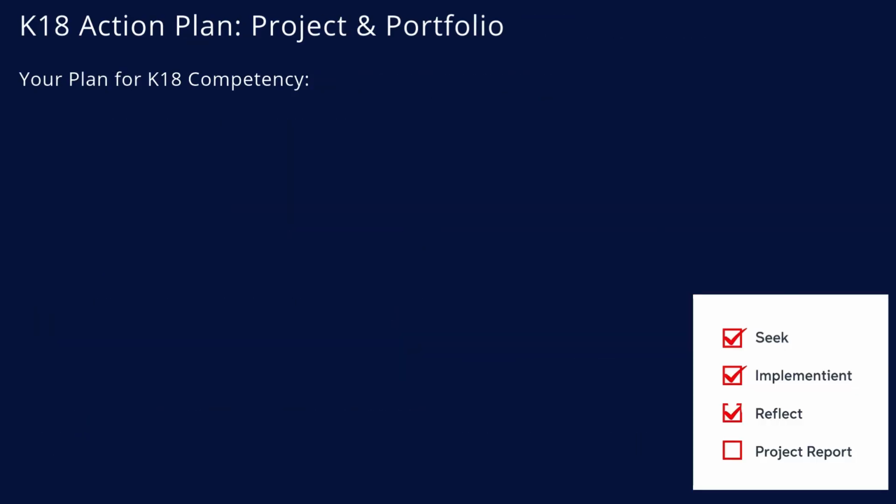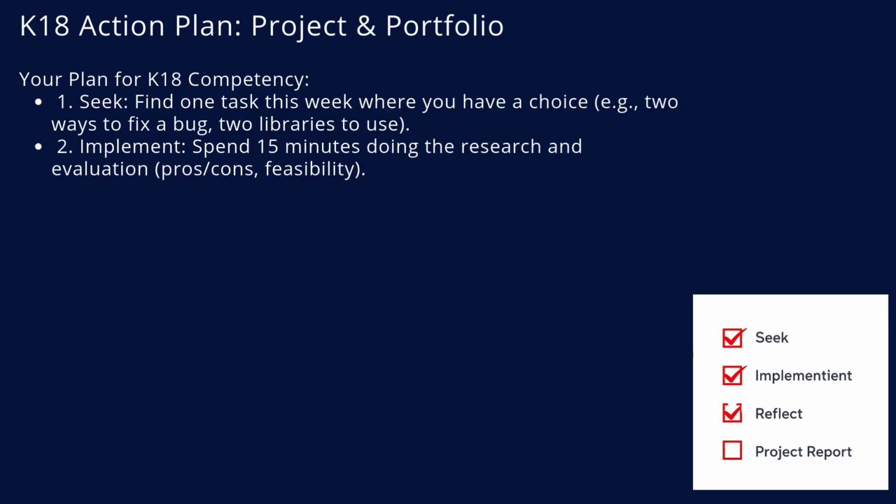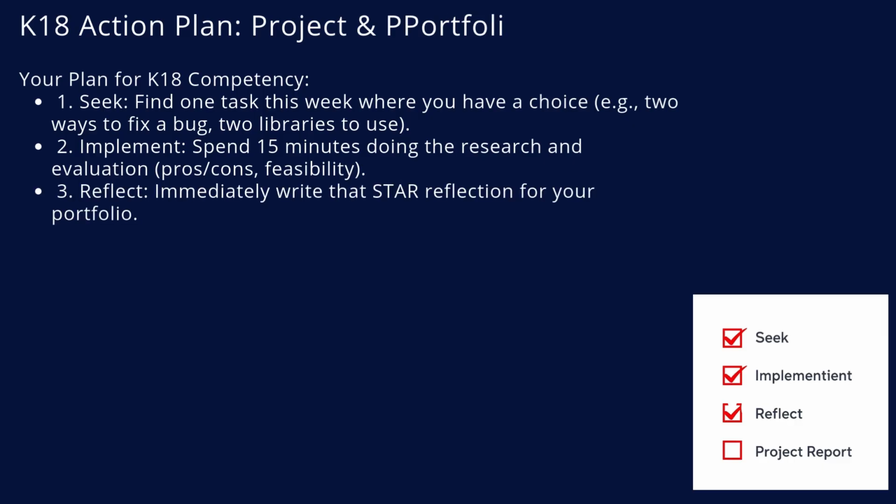Here is your final action plan for K18. First, this week, seek out 1 small task where you have a choice. It could be 2 ways to fix a bug or 2 libraries to use. Second, implement a K18 technique. Spend 15 minutes doing the research and writing down the pros and cons. Third, as soon as you've done it, reflect. Write that STAR reflection while it's fresh in your mind and add it to your portfolio.